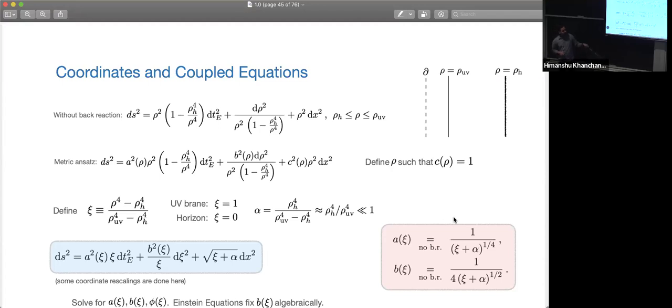Oh, and there is this parameter alpha, which is, in some sense, the location of this with respect to this. So if alpha is very close to 1, then the horizon is very close to the UV, and if alpha is much smaller than 1, then the horizon is very far away from the UV.